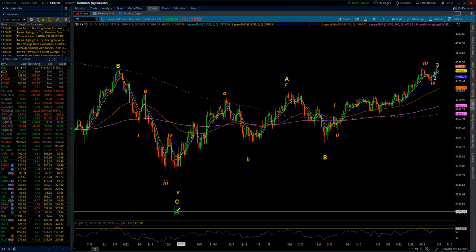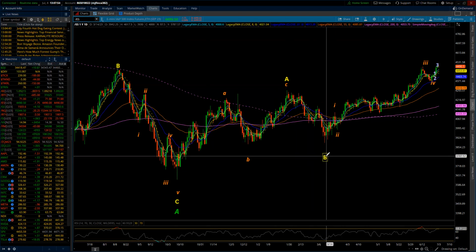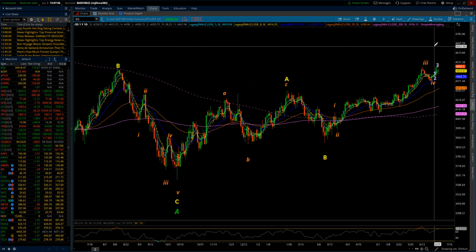From that low, we have been in the process of tracking and tracing out a primary degree B wave countertrend rally. What's inside of that B wave countertrend rally are 3 waves of intermediate degree, which will be labeled A, B, C. Here's intermediate wave A, here's intermediate wave B. We are in the intermediate C wave heading up. It's a counter trend rally.